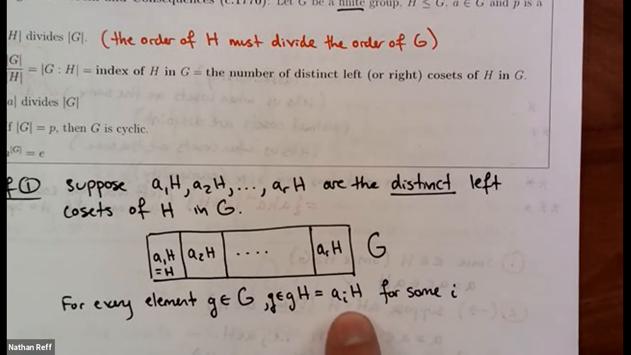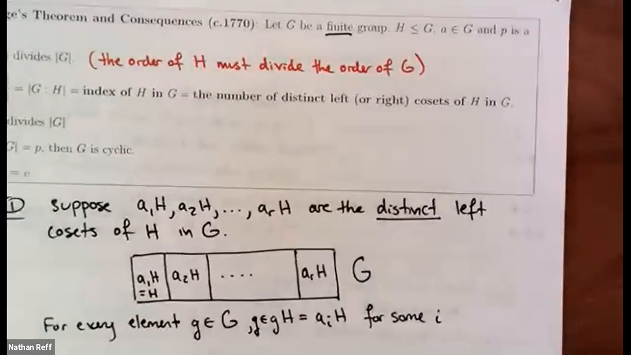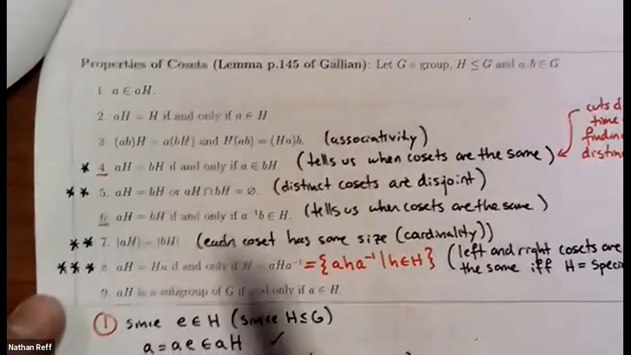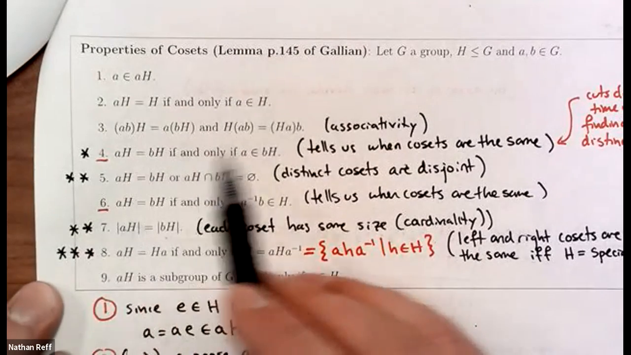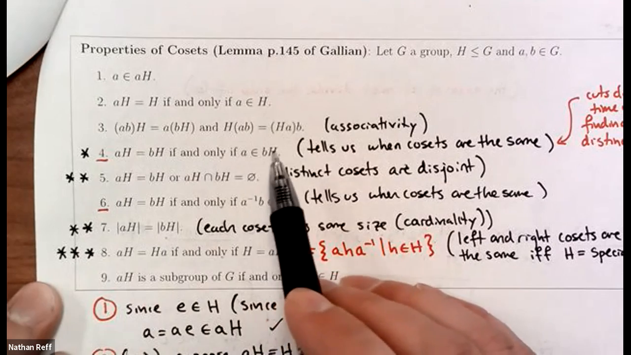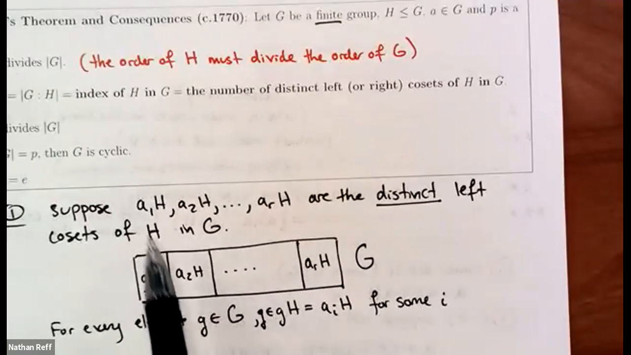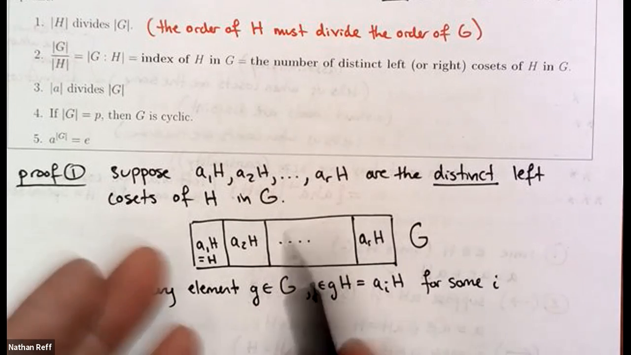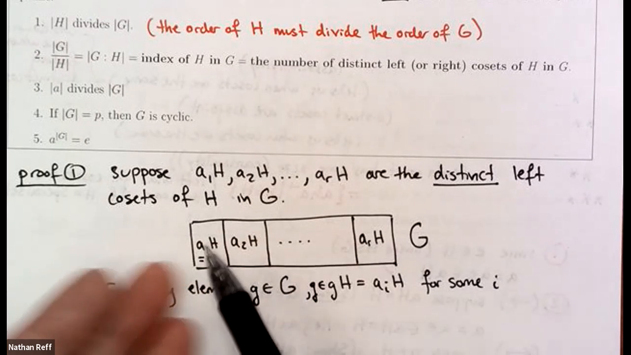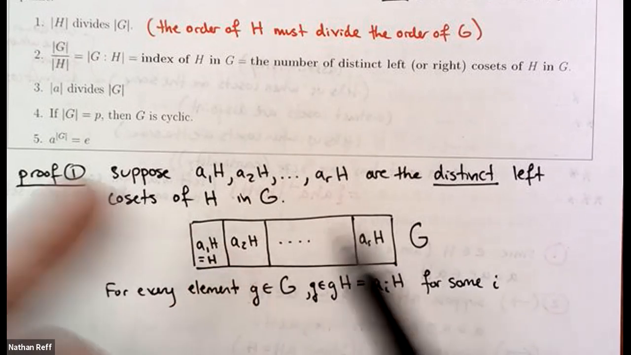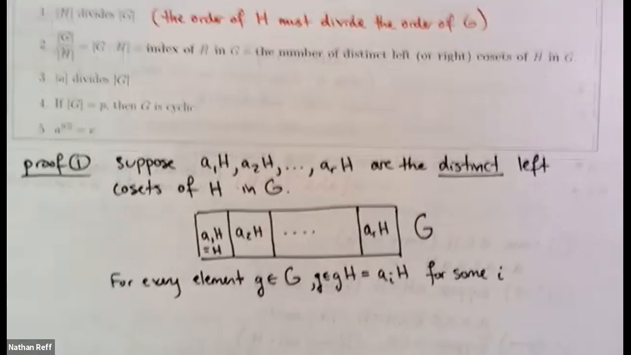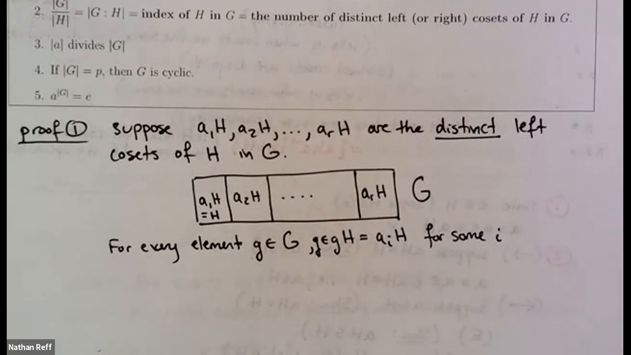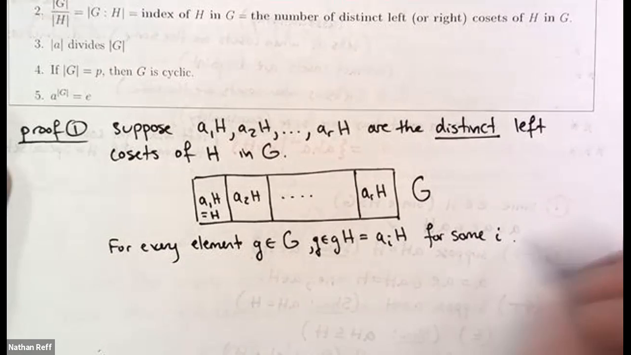Now GH has to be equal to AIH for some I, because every single element of the group has to belong to some coset. Okay, it's kind of just saying these are all the distinct cosets. So every element of the group has to be in one of those pieces, right? If I took the group and divided it into these pieces, every element has to be in one of them. That's all we're saying. So it's a legitimate partition of the group. Okay. So what does that mean?